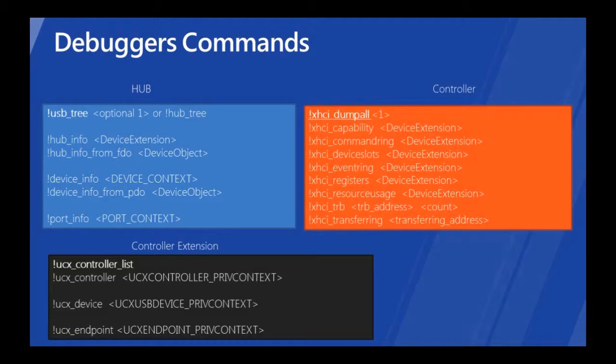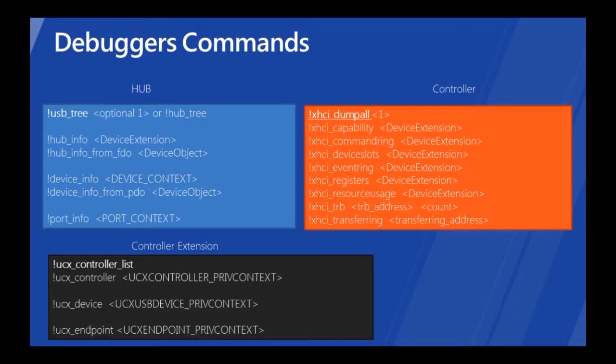Let's look at the commands for inspecting the controller state and the controller software driver state. At the top there is a command called !xhci dumpall. This command dumps information about all the host controllers on the system, and it lists all the other commands that you can run to examine the various structures we just discussed earlier.